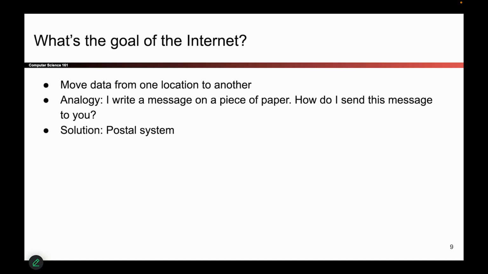Now, in real life, there's something pretty similar. What if in real life I write a message on a piece of paper, like a letter, and I want to send that letter to someone else in the world? That's basically the same thing. I have a piece of data, and I want to move it from point A to point B. And the postal system achieves that for us in real life, and we'll compare it to the internet, which achieves it for us with computers.